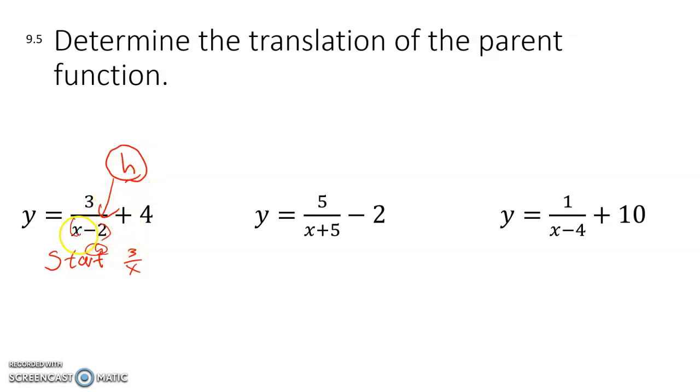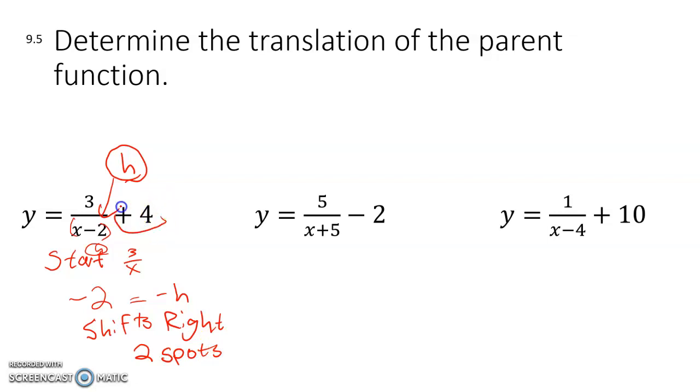Okay. Since we have x minus 2, remember, minus 2 is kind of the same thing as minus h, that shifts it right 2 spots. Okay. And then when we look at this plus 4 spot, that's our k spot. That's plus k, so plus 4 is plus k. That's going to shift it up. Remember, k is up and down. It's going to shift it up 4 spots.